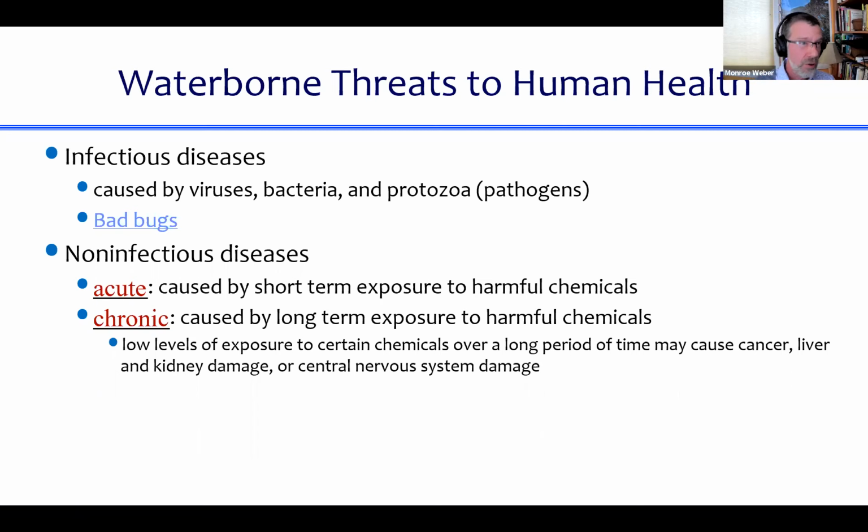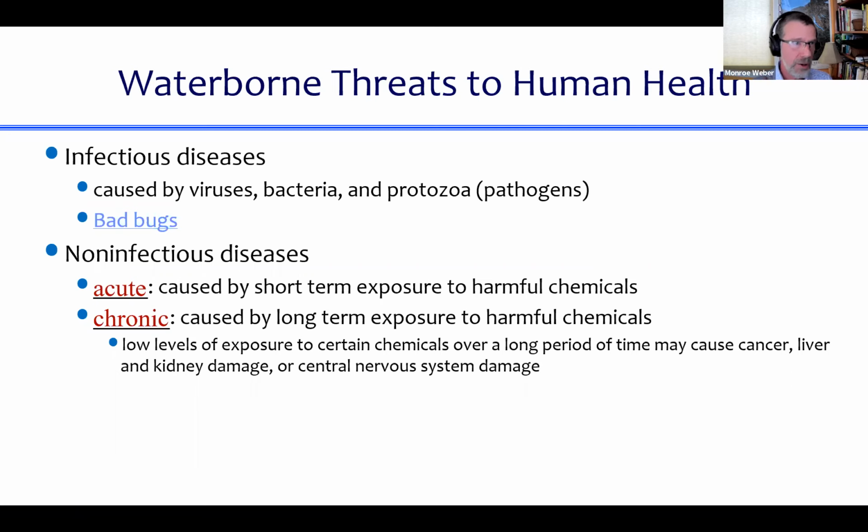So they could be acute, where you drink a small amount today and that harms you significantly or even kills you. We would hope that one glass of water doesn't do you in. Chronic means that you're exposed to this over many, many days, over many months, maybe over many years, and it increases your probability of getting diseases, cancer or kidney damage or other harm to your body.